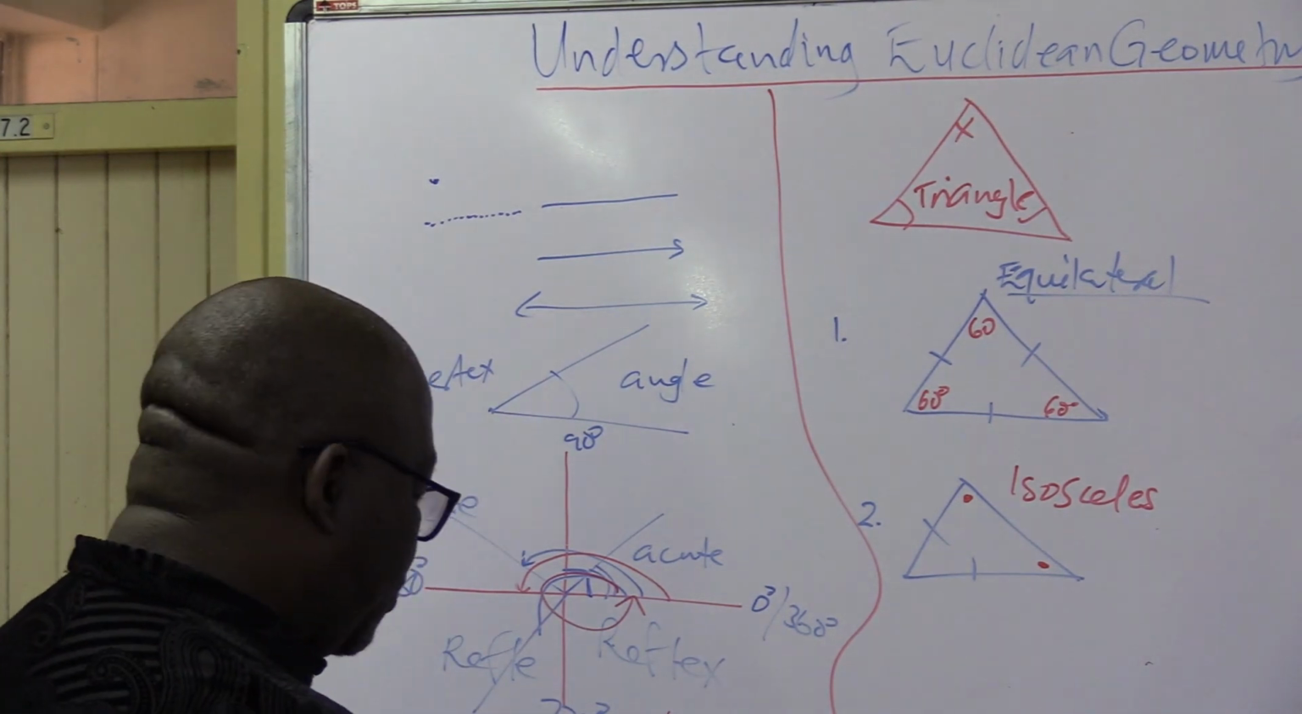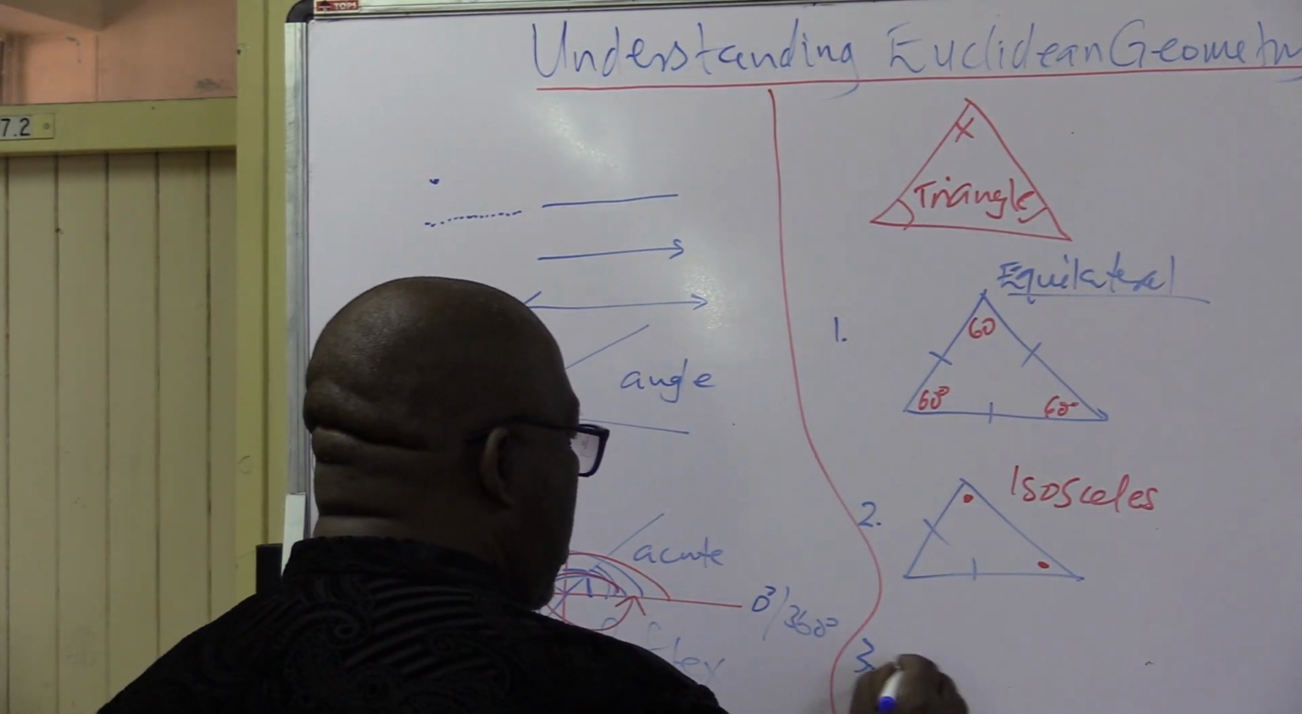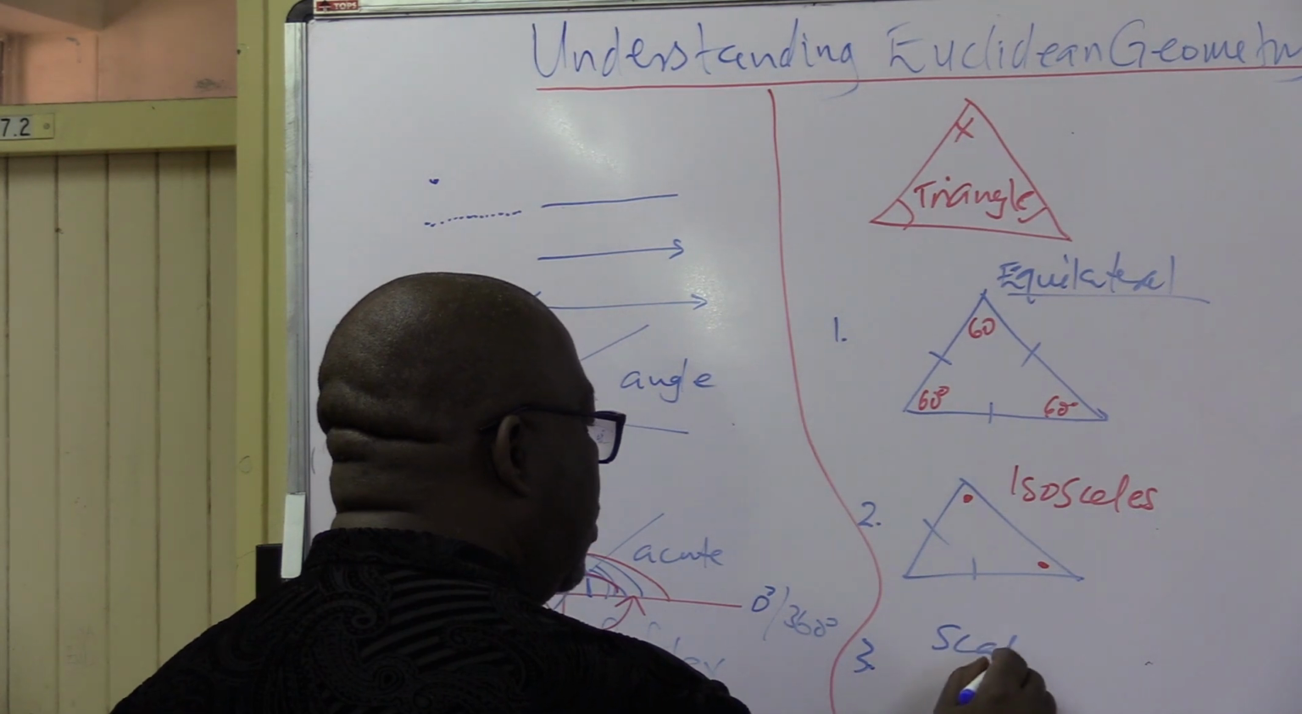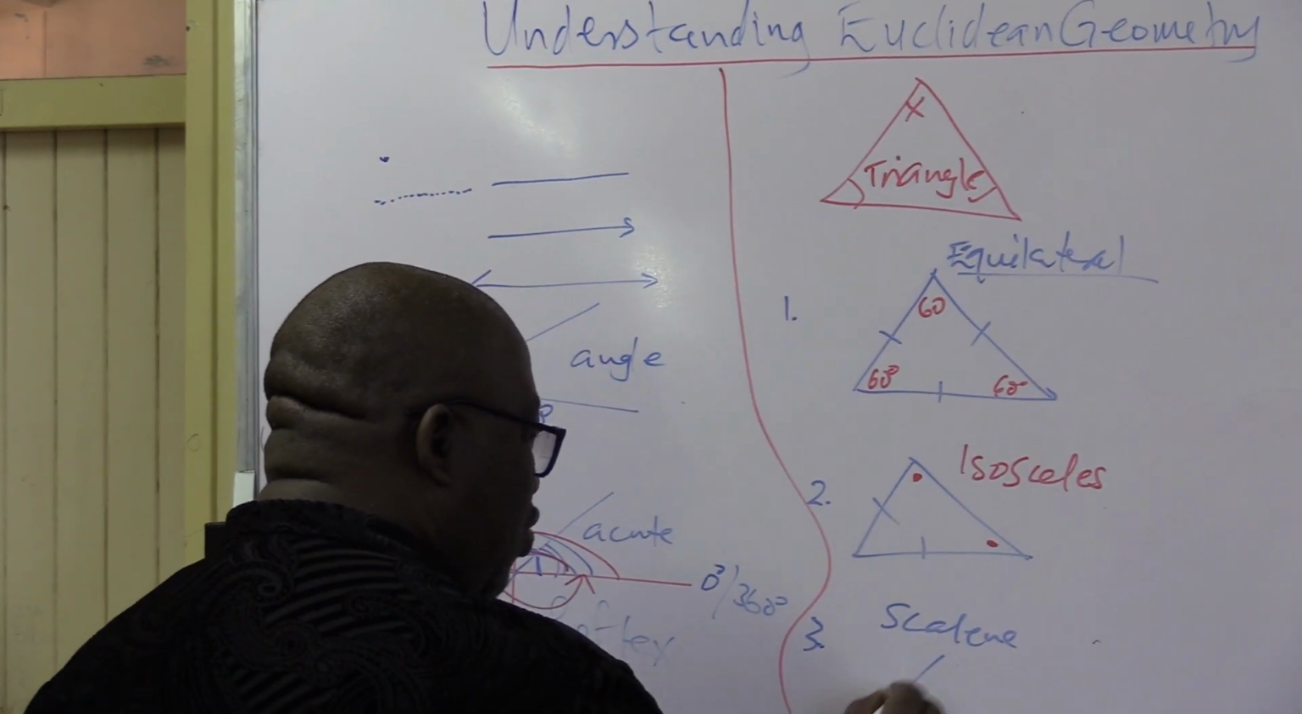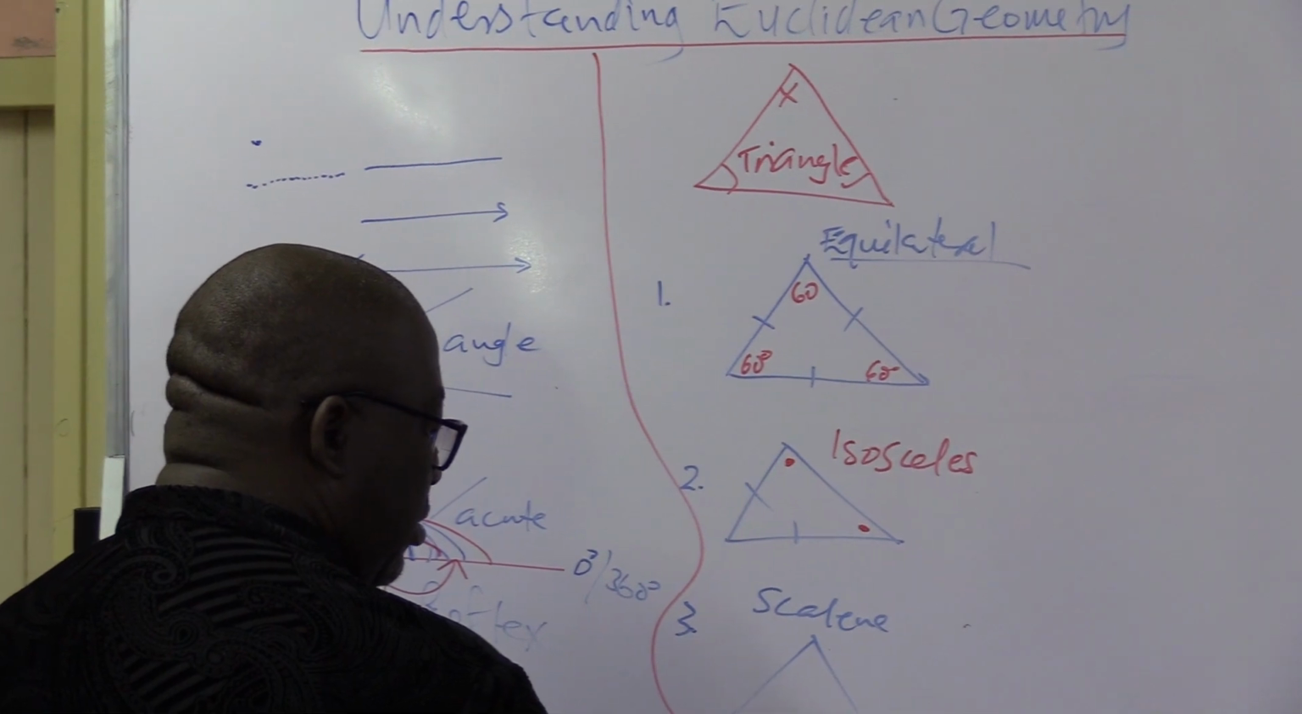The third one is called a scalene triangle. Scalene triangle. What do I know about a scalene triangle?